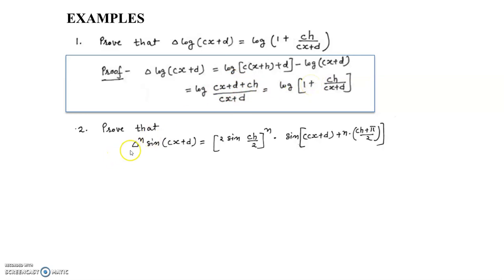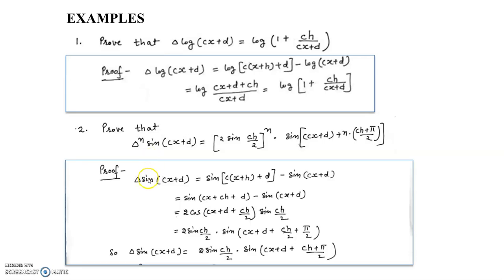Now the next example is nth order forward difference, means delta n of sine cx plus d is equal to this result. Now to prove this result, first we'll find the first order difference, then the second order difference, and so on. We'll observe the nth order difference. So to find the first order difference, we have delta sine cx plus d is equal to, like in the first example, we'll add h in x. Sine c times x plus h plus d minus sine cx plus d.